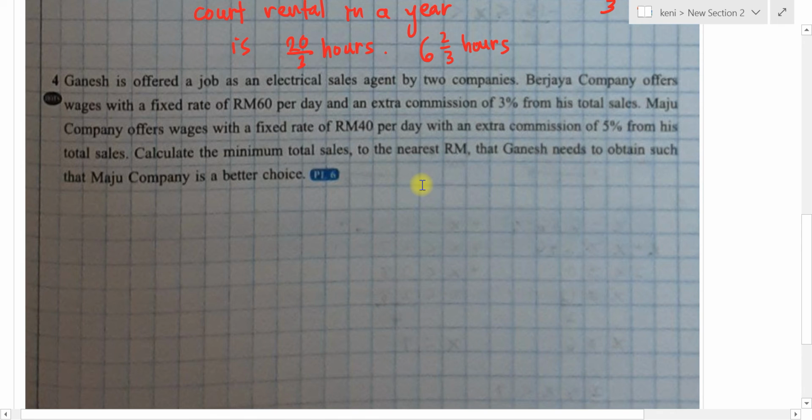Okay, Maju company, where is Maju coming from? Oh, okay, the second: Maju company offers 40 per day plus 5% of its total sales. The first, Berjaya company, is 60 ringgit per day, 3% commission. Maju company is 40 per day, but 5% commission. Calculate the minimum total sales.